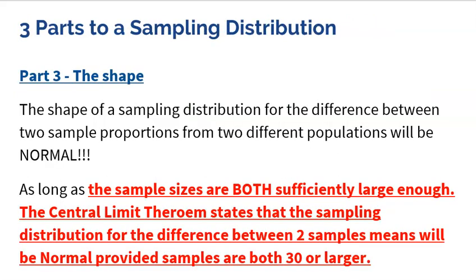All right, the third aspect to any sampling distribution is, of course, the shape. And we really, really need that shape to be normal.